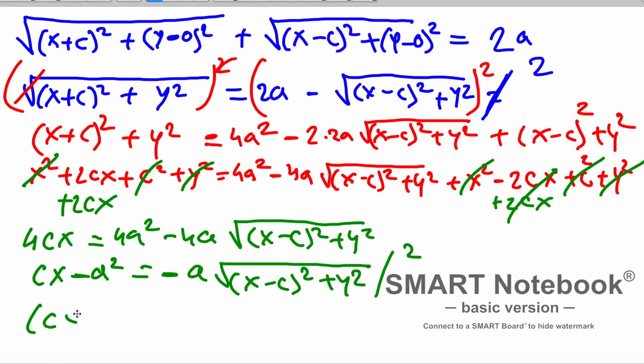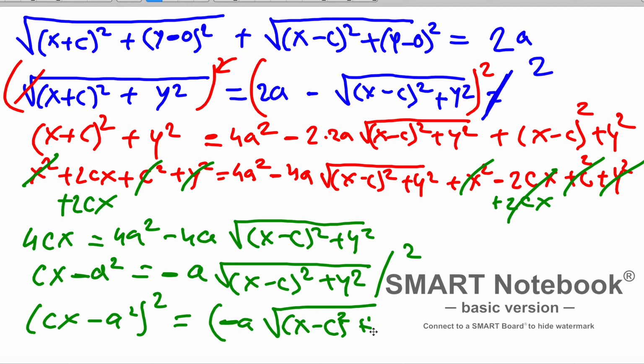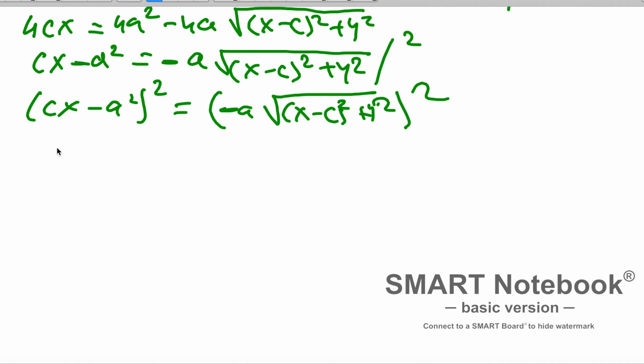And what do I have here? I have cx minus a squared, everything in square, and this is going to be equal to, squaring everything here, x minus c squared plus y squared, everything squared. Okay, let me go quickly. What I'm going to have here is c squared x squared, and minus 2 times a squared cx, and plus a to the fourth.